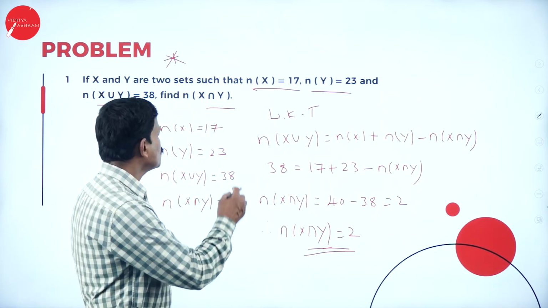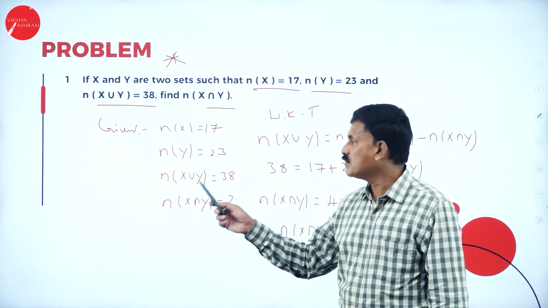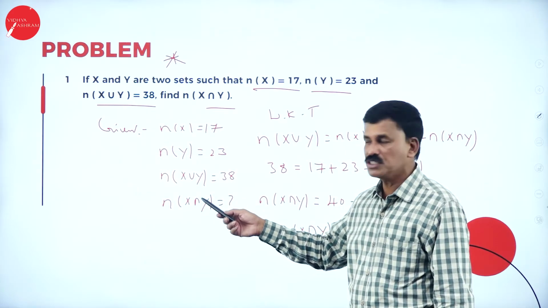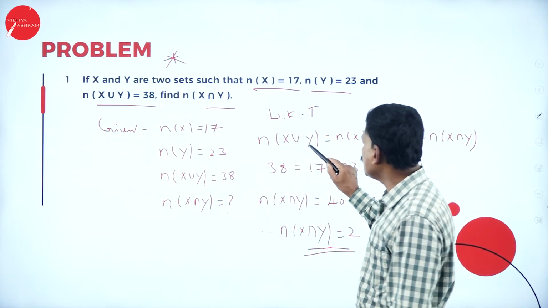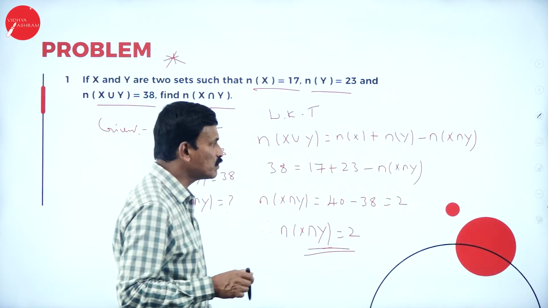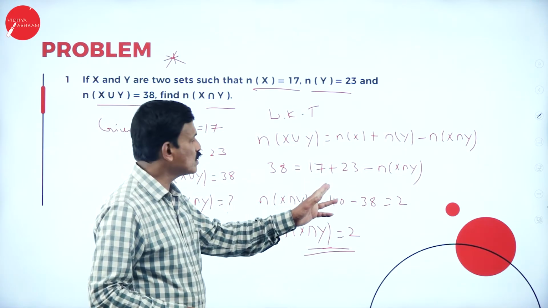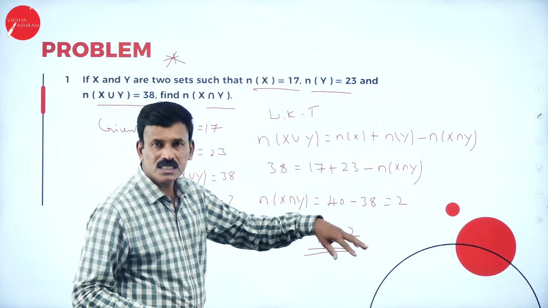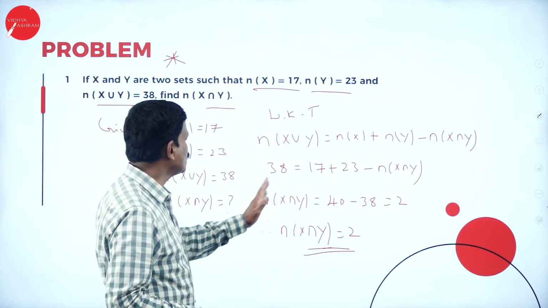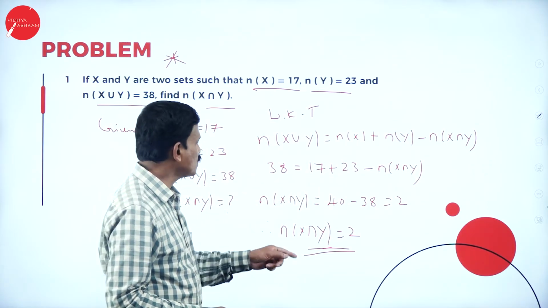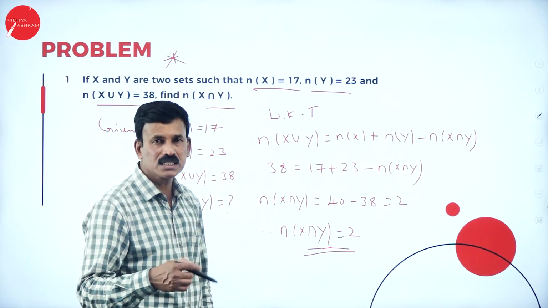Listen to me here. What is given? The number of elements in x is 17, the number of elements in y is 23, and the number of elements in x union y is 38. What is required is to find n of x intersection y. We know that n of x union y is equal to n of x plus n of y minus n of x intersection y. So, 38 is equal to 17 plus 23 minus n of x intersection y. Transfer n of x intersection y to the left hand side, then 17 plus 23 is 40, minus 38 is 2. Therefore, the number of elements in x intersection y is 2.